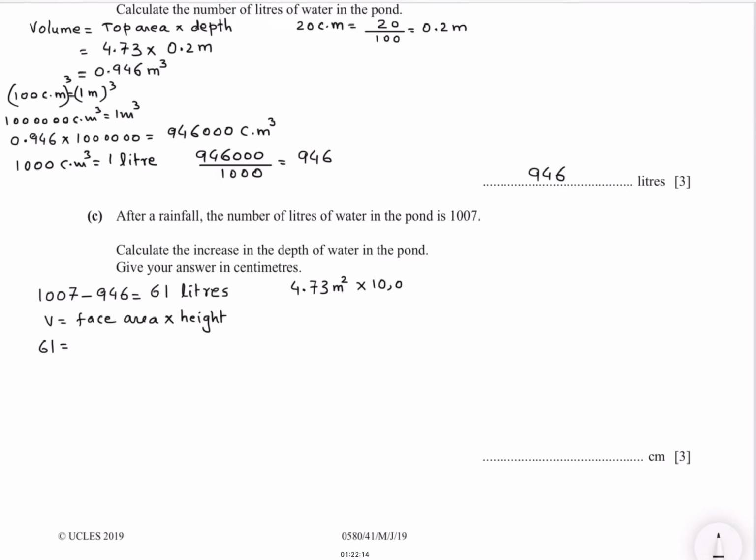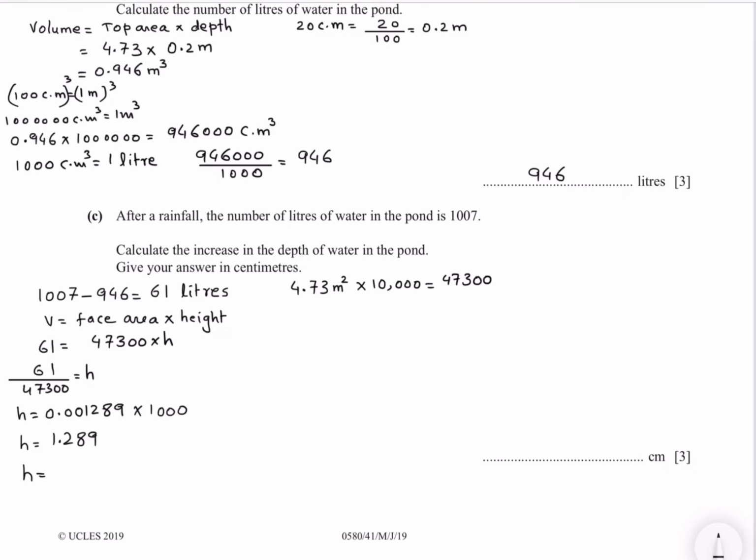You multiply it by 10,000 to convert it into square centimeters, into height. So your height is 0.001289 into 1000. So your height is 1.289 centimeters.